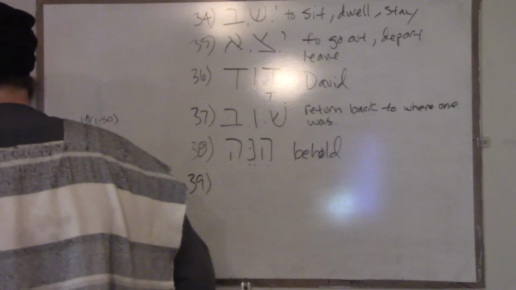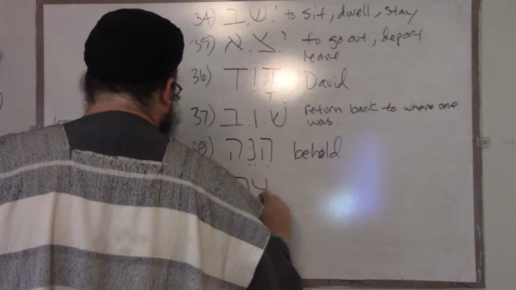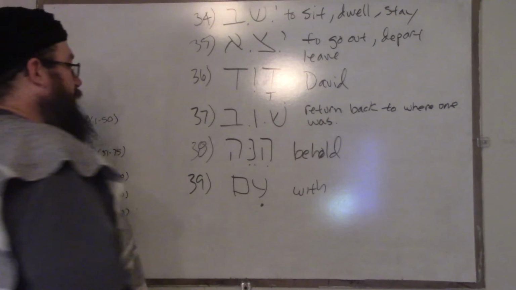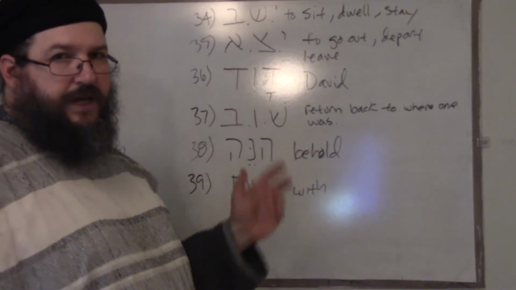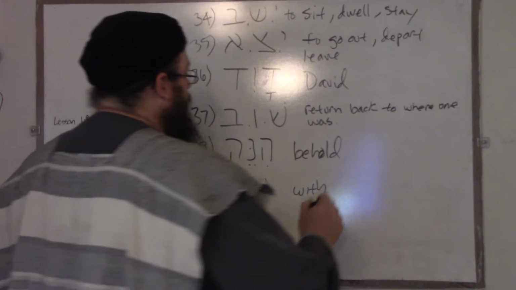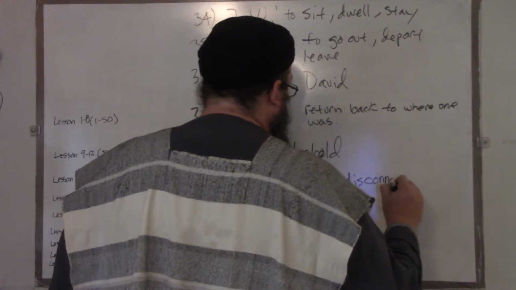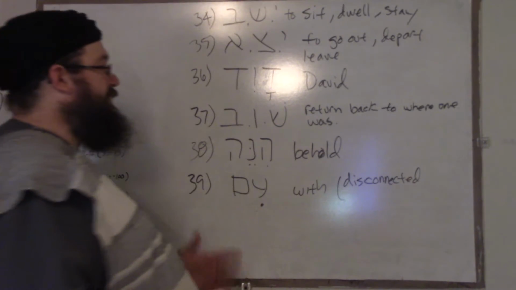So next we have 39, which is the word im, which is the word for with. Now I want to teach you something about this word. Im, there's another one that's just like it, called et. Im means with, but disconnected. What does that mean?